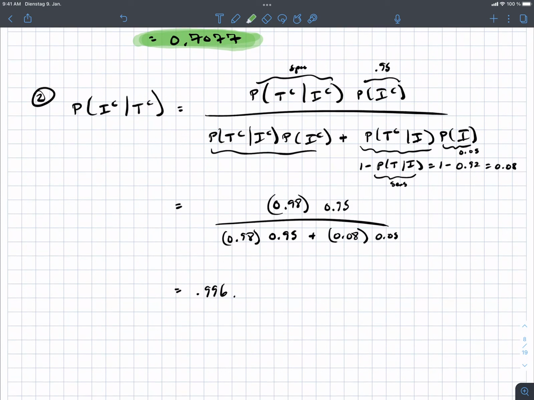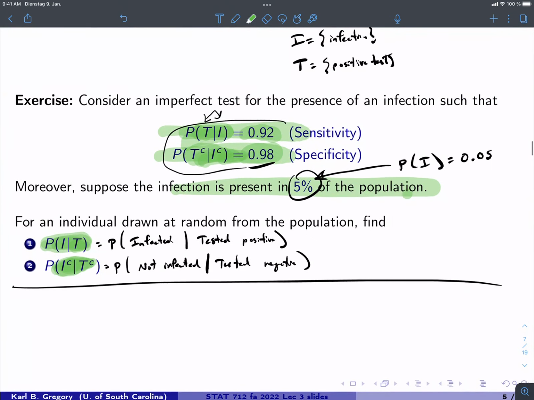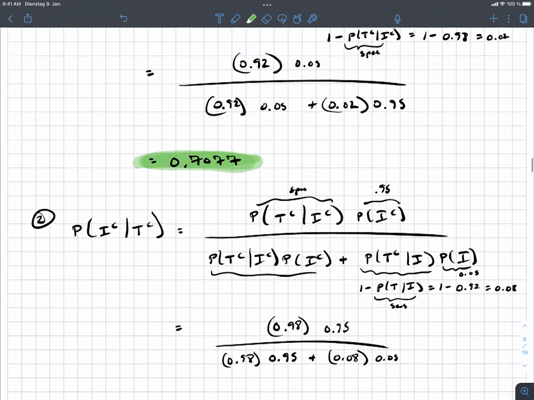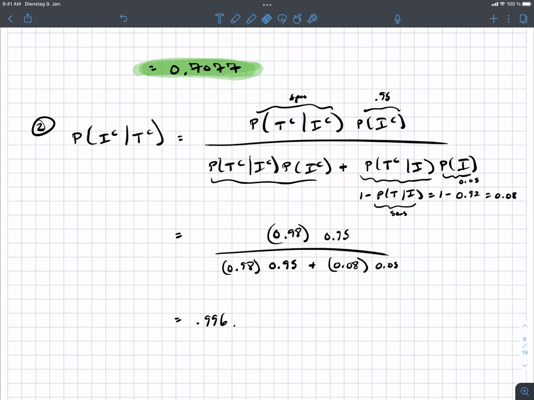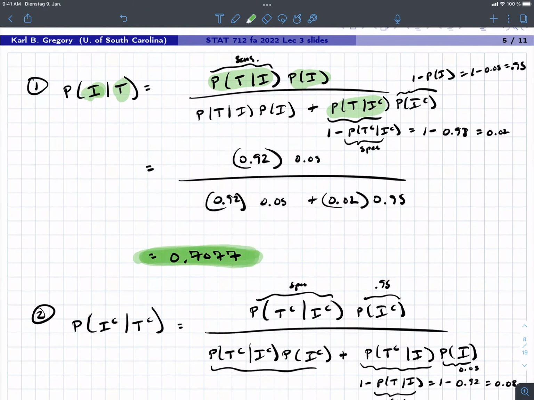Okay, so under this particular setup, if you test negative, you can be pretty sure you don't have it. If you test positive, you're not terribly sure. You could get a second test, and an interesting exercise is to ask, if you test positive twice, what is your probability of infection?